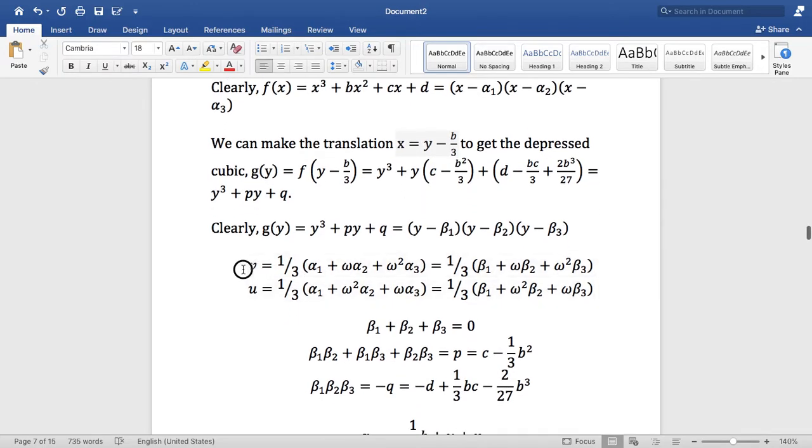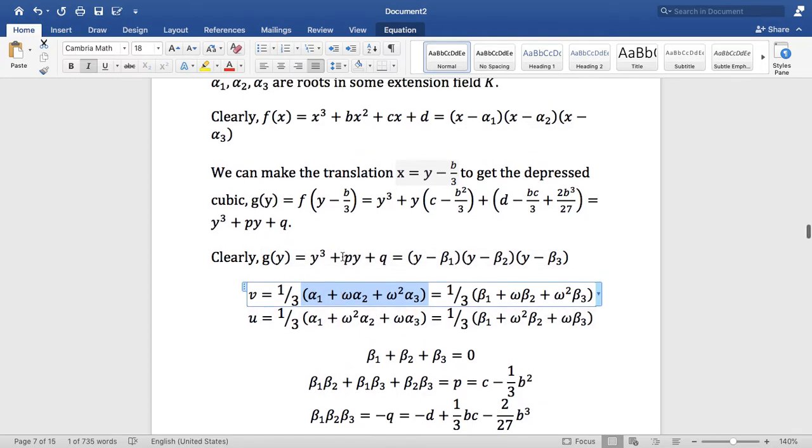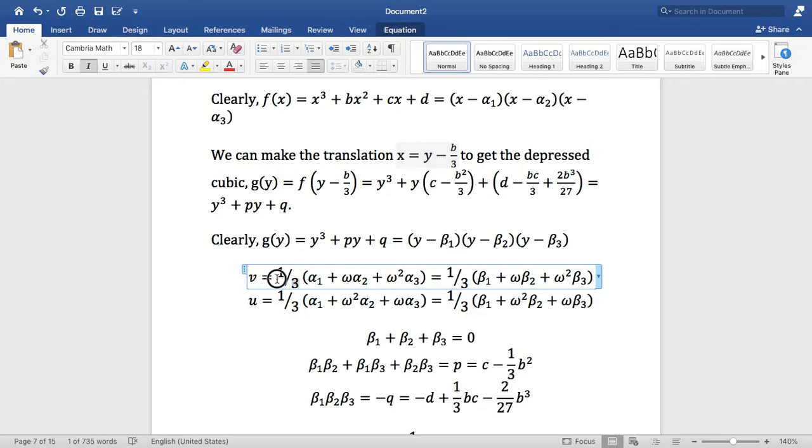And now here, once again, you're going to do some algebra, and once again you're going to use the resolvent. So your first resolvent, again, the same basic idea, except in this case we're going to have a coefficient of 1/3. Why is that? Because it simplifies the algebra. So we have alpha 1 plus omega alpha 2 plus omega squared alpha 3.